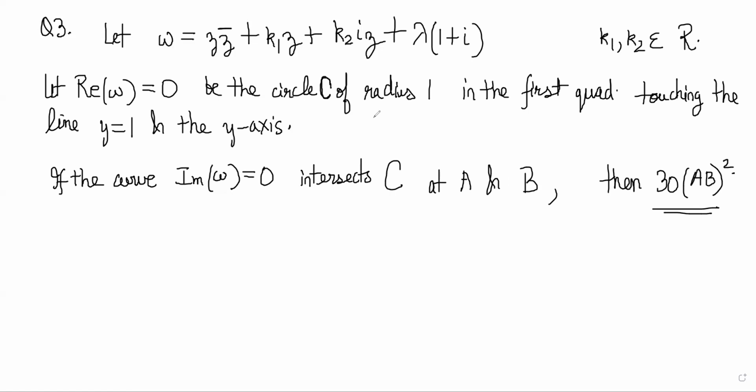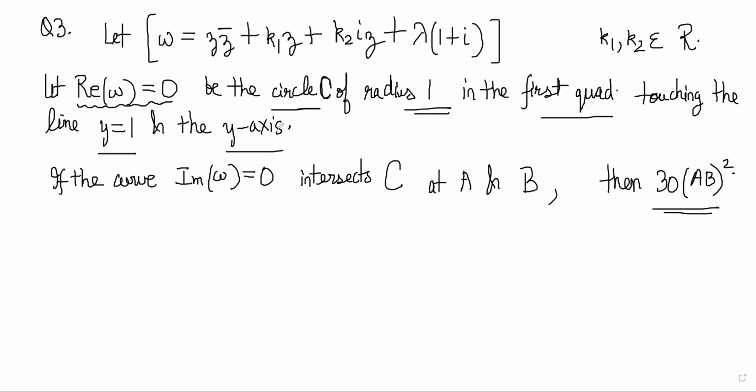Again, the point is to try to understand what the question is saying. Let W be this complex number, right? Lambda is also probably some real number only, right? So real part of W is equal to 0 basically will come out to be some circle apparently. That is what they are saying. Real part of W is equal to 0, the equation that comes is becoming a circle of radius 1 in the first quadrant touching the line y is equal to 1 and y axis, right?